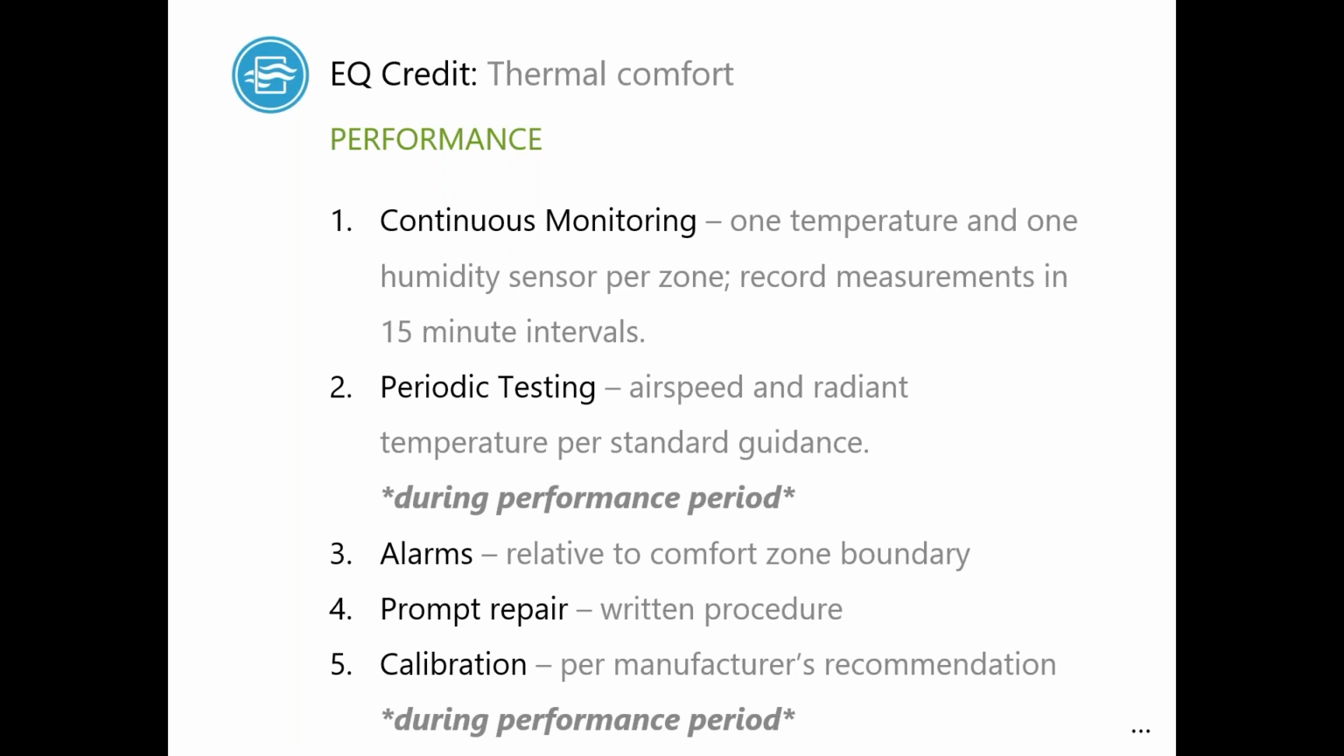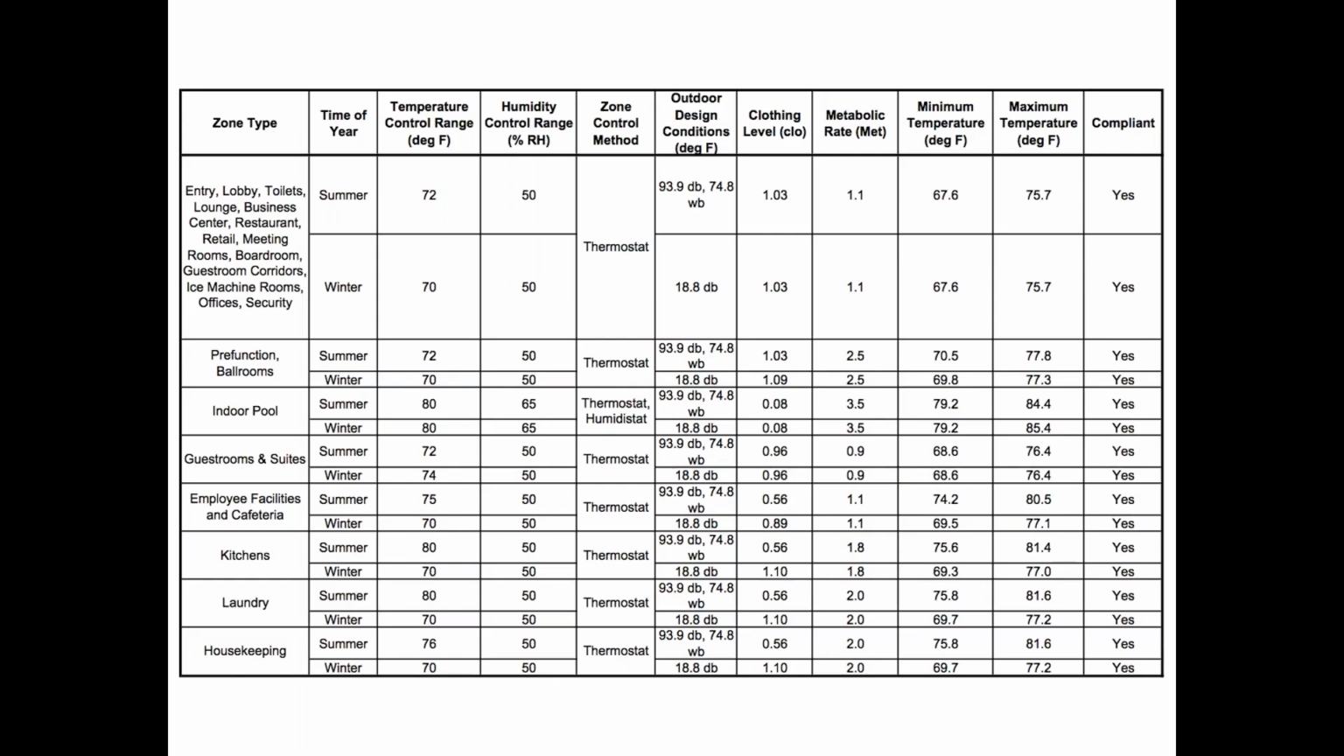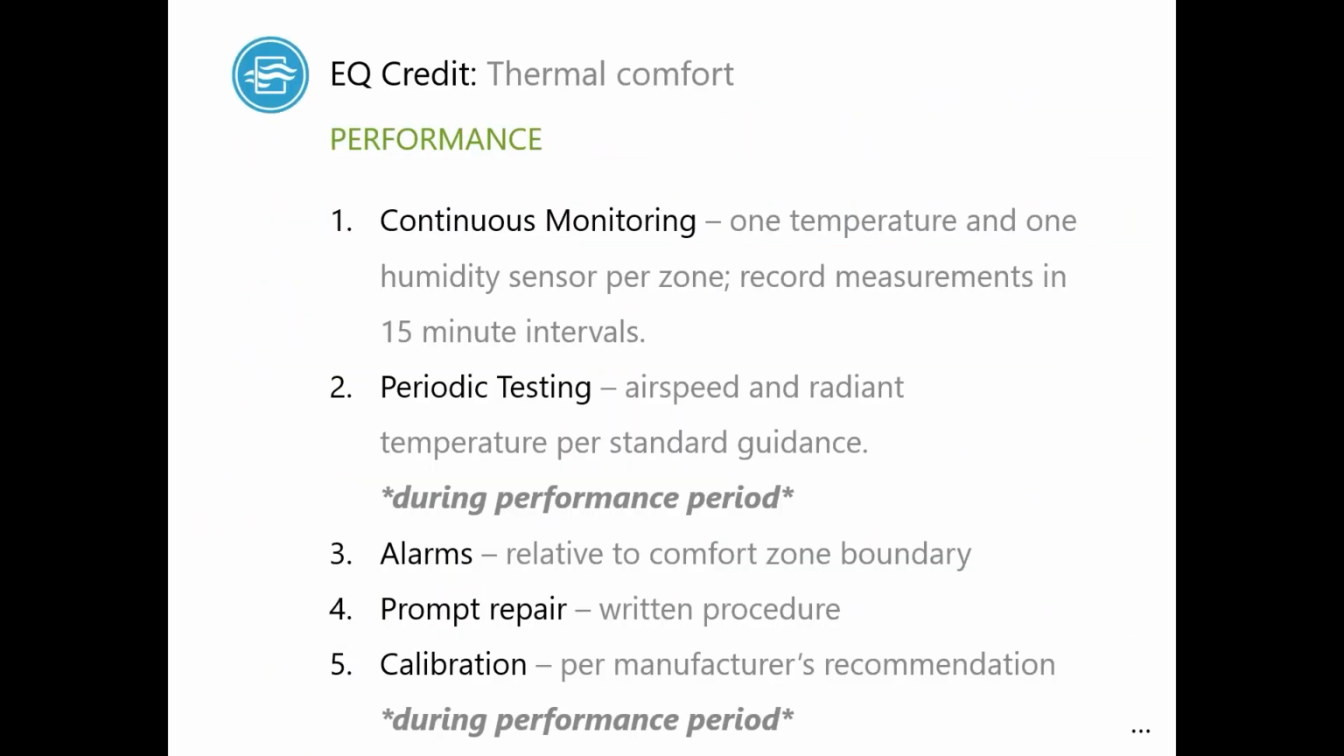And so you have to have a temperature and a humidity sensor per zone. So talked about those different types of zones. If you had an indoor pool and a laundry room, you would want to make sure to have different sensors for each zone. And so you would record those measurements in 15-minute intervals.